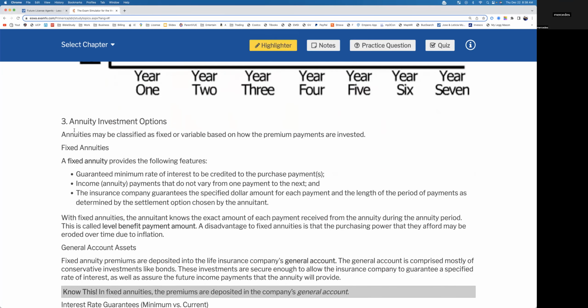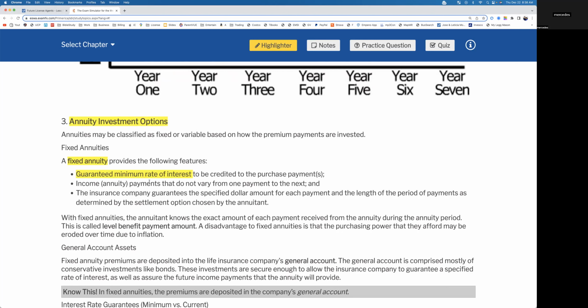Okay, so annuities are an investment, and there are different investment options. One of the ways to invest is in a fixed annuity. A fixed annuity is very conservative. The name says it all: fixed, right? That means it grows with a guaranteed minimum interest rate.